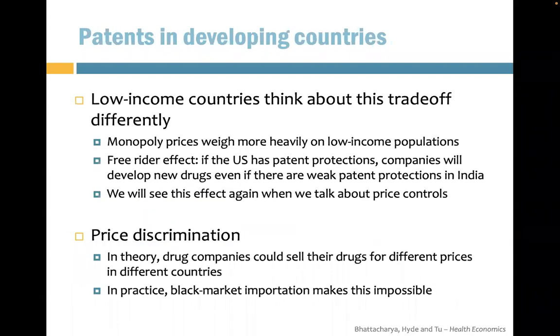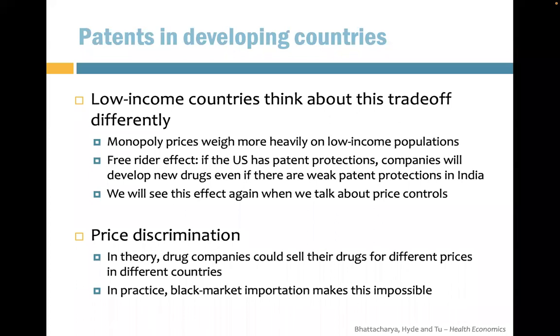Low-income, developing countries think about this trade-off differently. Monopoly prices weigh more heavily on low-income populations. There's also a free rider effect: if the US has patent protections, companies will develop new drugs even if there are weak patent protections in some other countries like India. We will see this effect again when we talk about price controls.